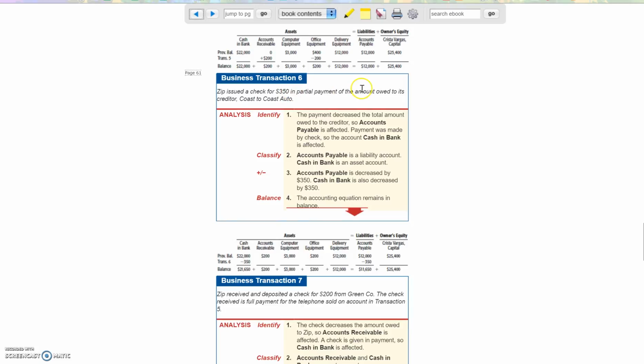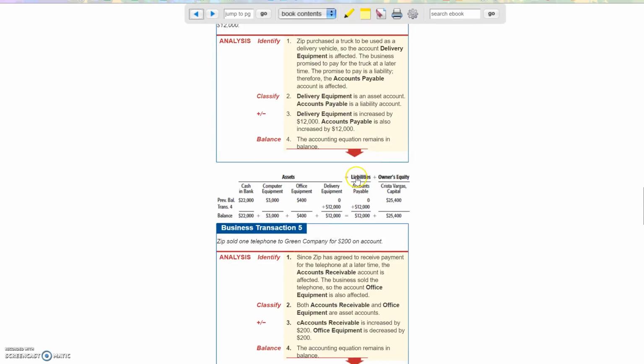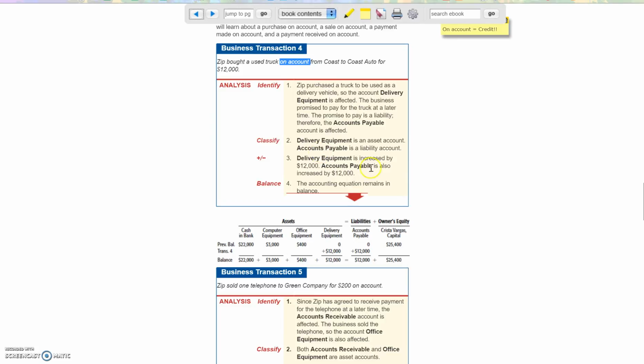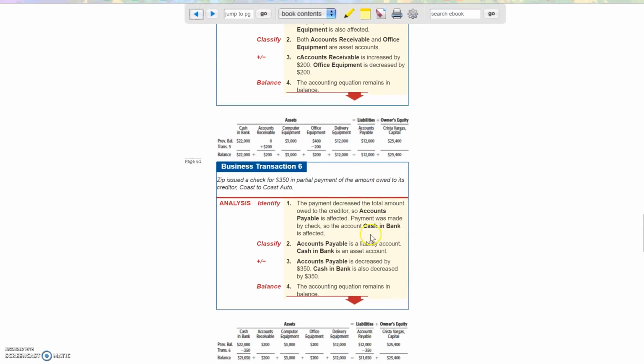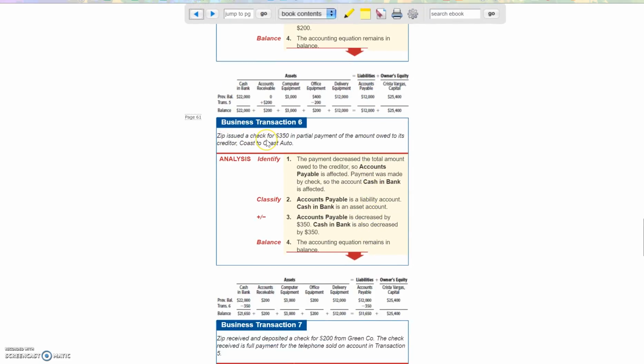Transaction 6, we issued a check for partial payment on the amount owed to our creditor. So this is referring to our purchase of the truck. And so now we're making a payment on that truck. So we issued a check. Check is equal to cash in partial payment owed to our creditor. So the accounts affected are cash and then accounts payable. Nothing to do with the truck at all. The truck is still of value to us of $12,000, but we now owe less money. And we have less money because we paid.